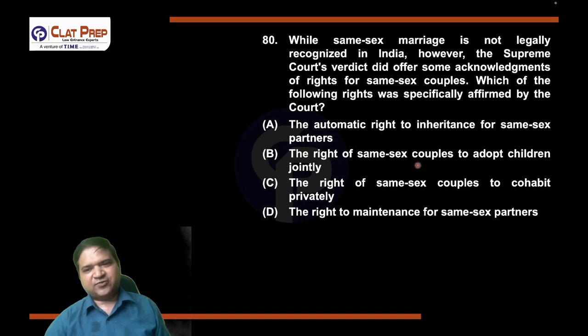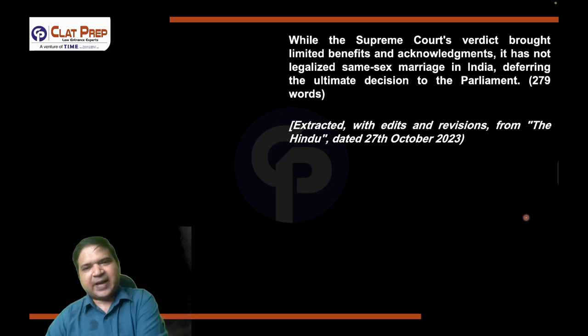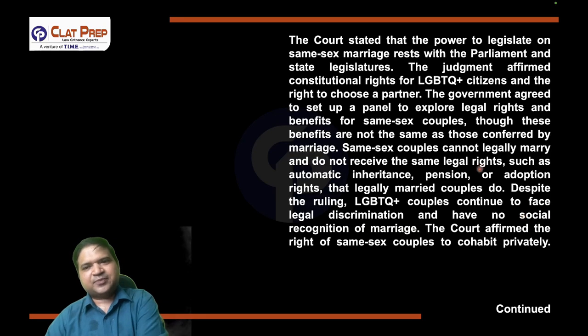Option B, the right of same-sex couples to adopt children jointly. Can they adopt the children jointly? The right of same-sex couples to cohabit privately. Do they have the right to cohabit privately? And the right to maintenance for same-sex partners. Now, as in the passage it was mentioned that they do not have the same legal rights. They do not have the right of automatic inheritance. They do not have the right of pension. They do not have the right of adoption. So other legally married couples have these rights, but the same-sex couples do not have this right.